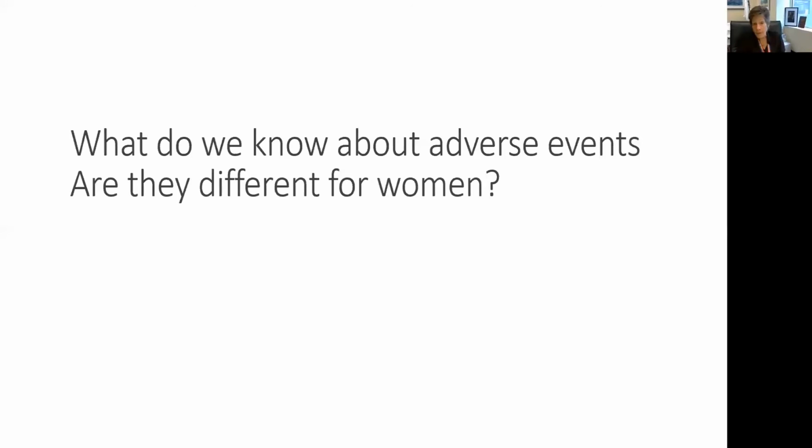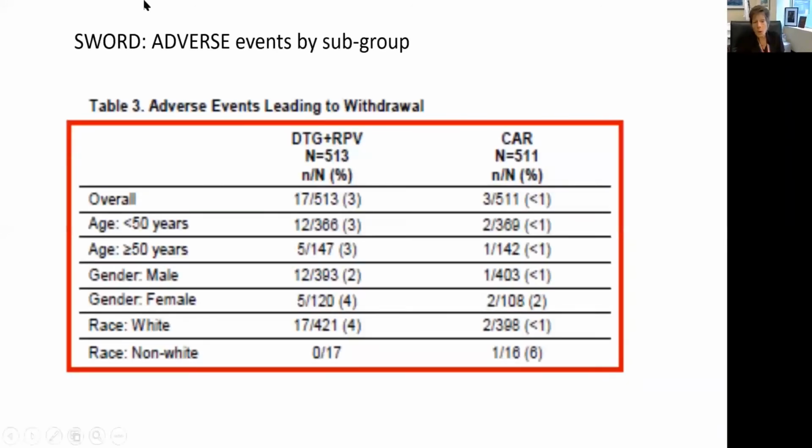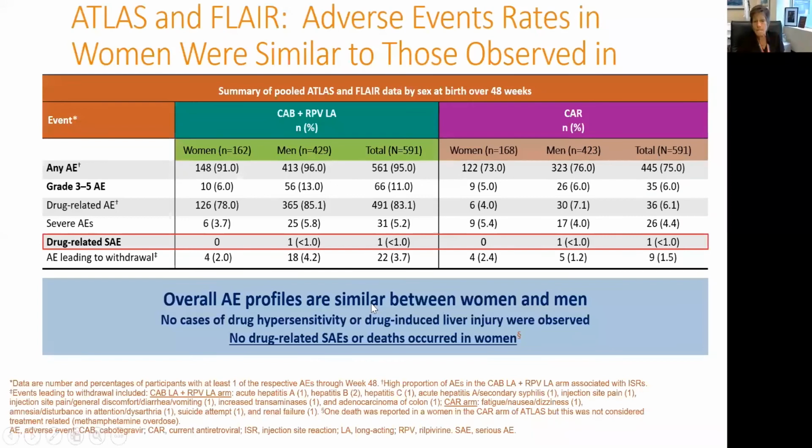What about the adverse events? Are they any different? So again, we'll go through these studies. If we look at SWORD, looking at the number of adverse events that led to withdrawal, you can see that most women tolerated this well, with only 5 out of 120 women in the dolutegravir and rilpivirine arm having to stop because of an adverse event. If we move to ATLAS and FLAIR, and again, these are pooled observations looking at drug-related serious adverse events, you can see that they were very small in both genders and that there were no drug-related serious adverse events or death occurring in women in any of these studies.